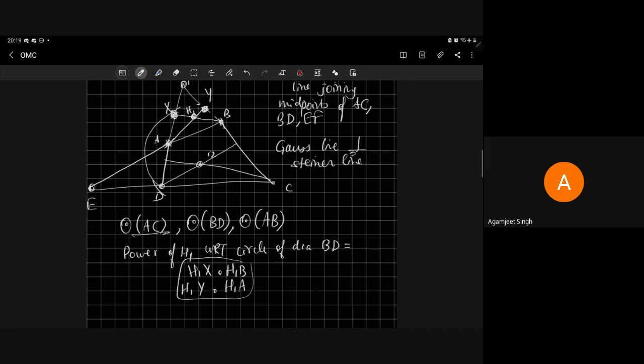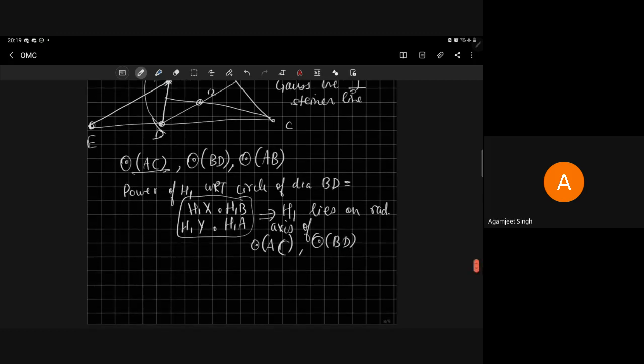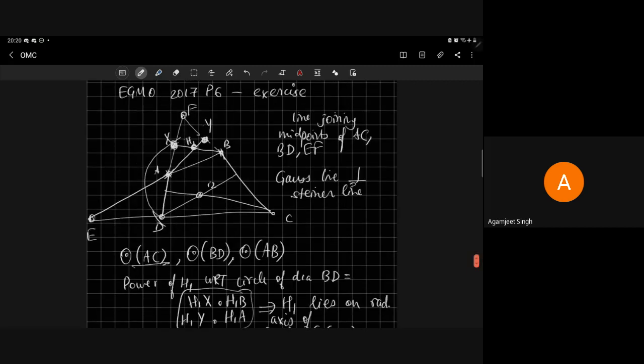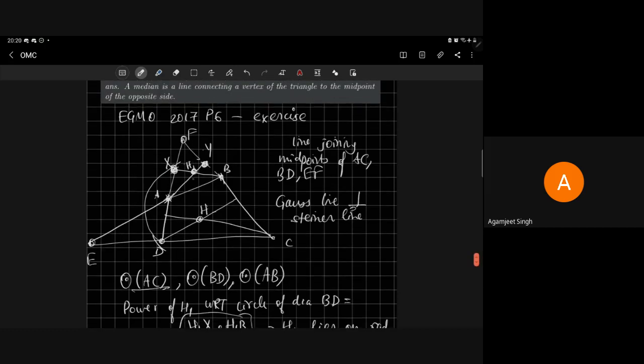And these two values are equal, which means H1 lies on the radical axis of the circles with diameter AC and BD, correct? Yeah, does that make sense? So what I'm just claiming is H1 lies on the radical axis of the circles of diameter AC and diameter BD.